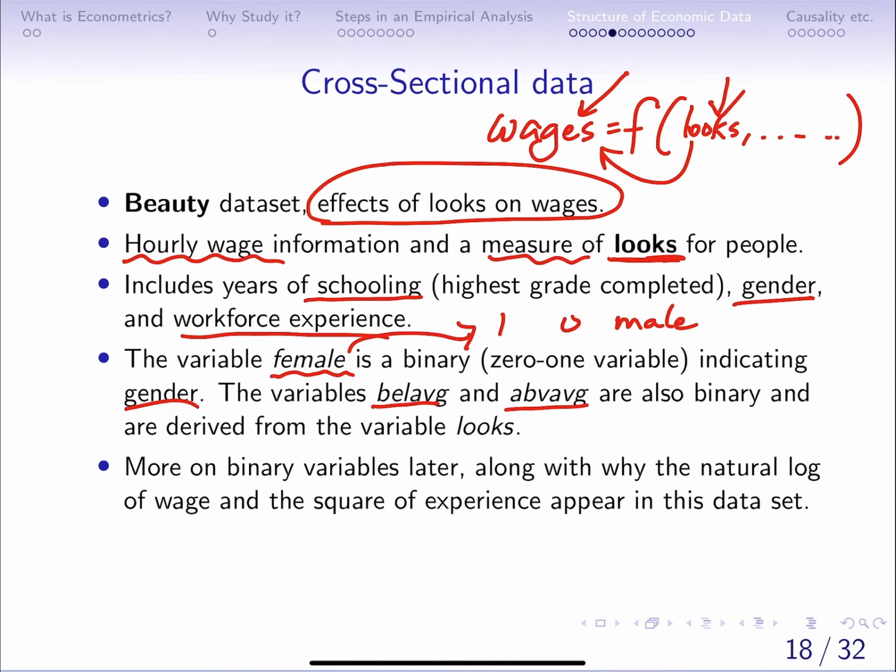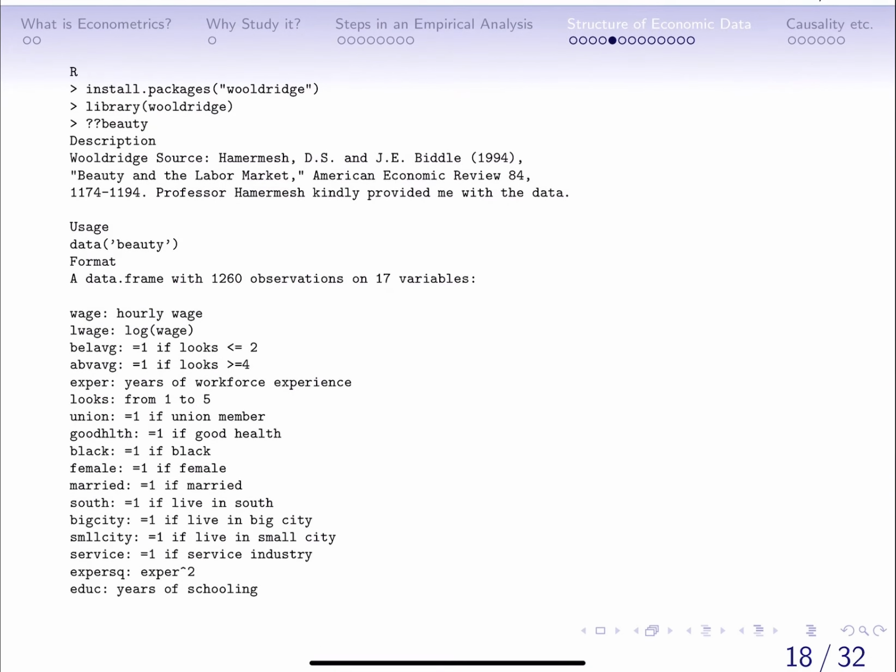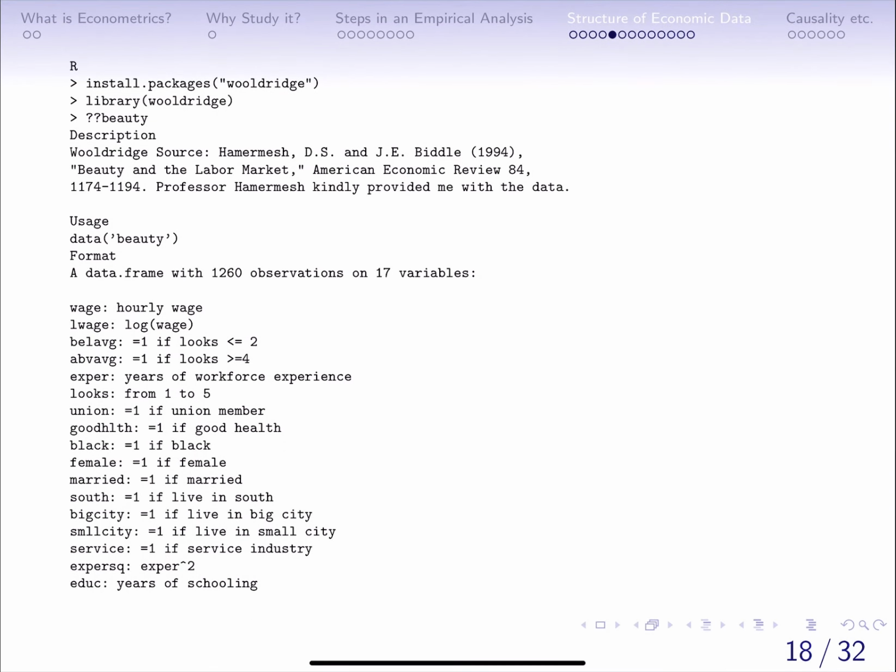So we can try to look into how to do this in R. The first thing you're going to do is install packages, install the Wooldridge package, and load the Wooldridge package. In the command window, you're going to do those two things one after the other. Then you can type help(beauty) or question mark beauty, and this is going to give you some information on the right hand side about that data set.